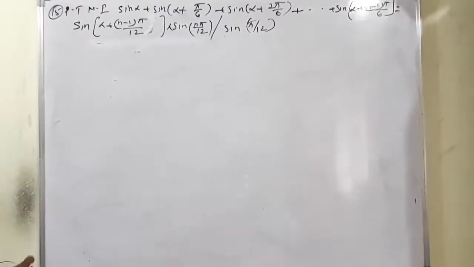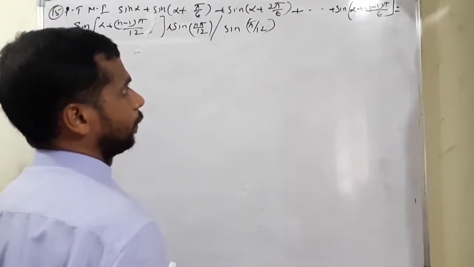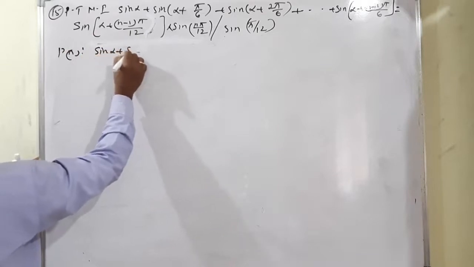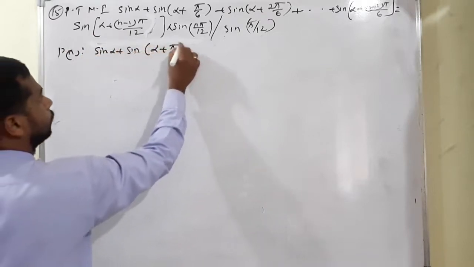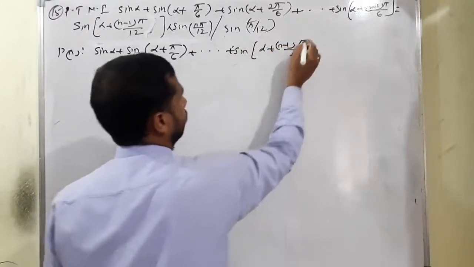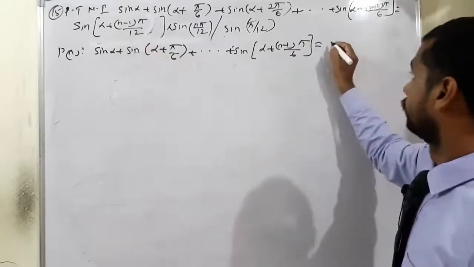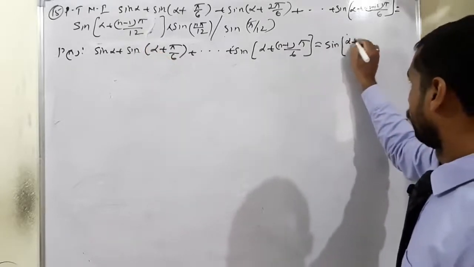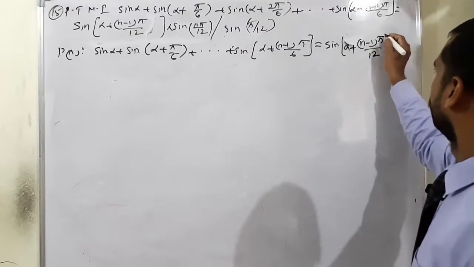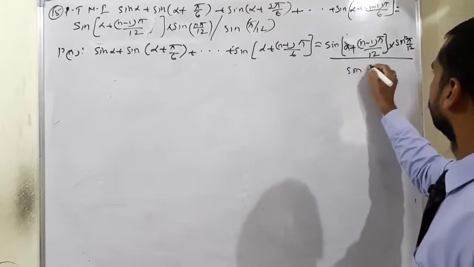Question number 15. Prove by mathematical induction that sin α + sin(α + π/6) + sin(α + 2π/6) + ... + sin(α + (n-1)π/6) equals some value. Consider first P(n): sin α + sin(α + π/6) + ... + sin(α + (n-1)π/6) is equal to, on the other side, sin(α + (n-1)π/12) into sin(nπ/12), the whole divided by sin(π/12), isn't it?